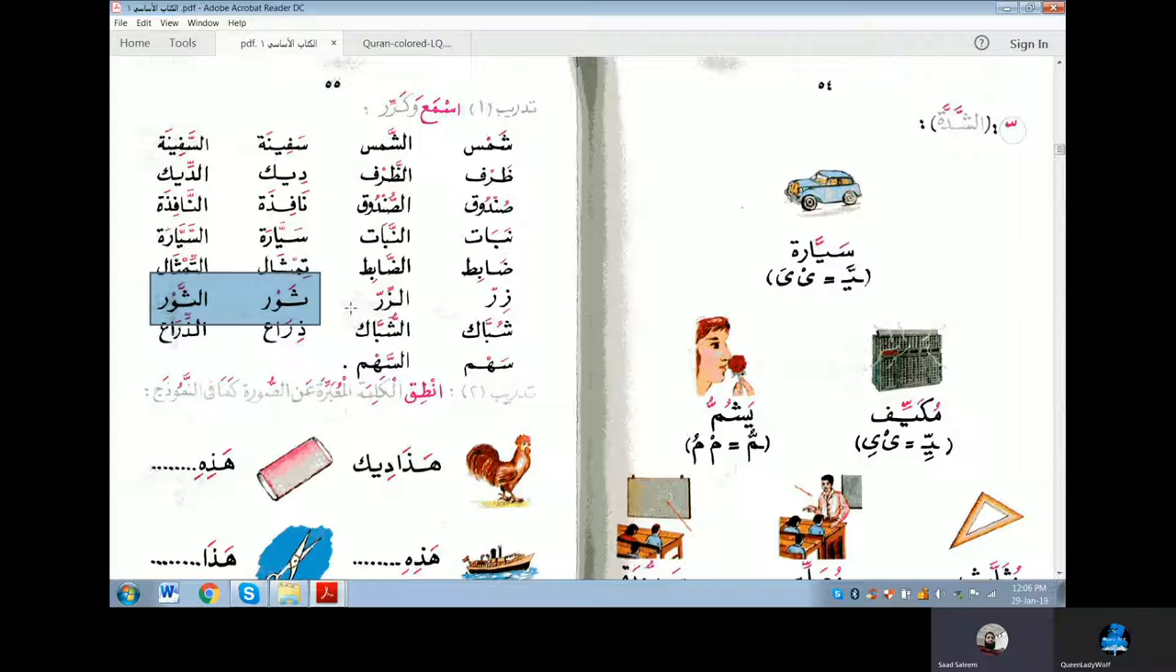Okay. Shubbakun. Is that a window? Shubbakun, yes, the window. Okay. Shubbakun is window, and Ashshubbaku is the window. Okay, got it.